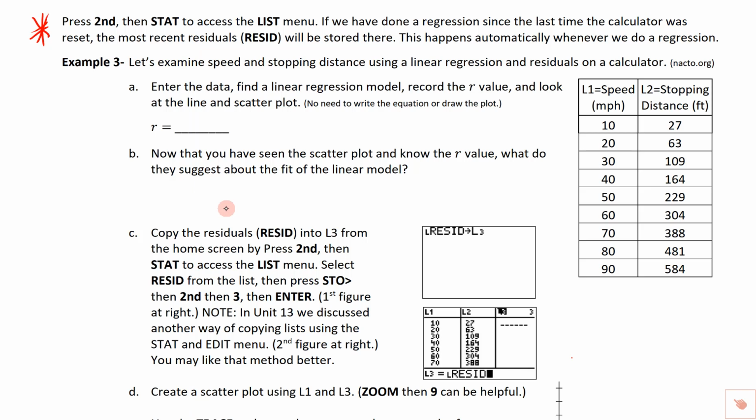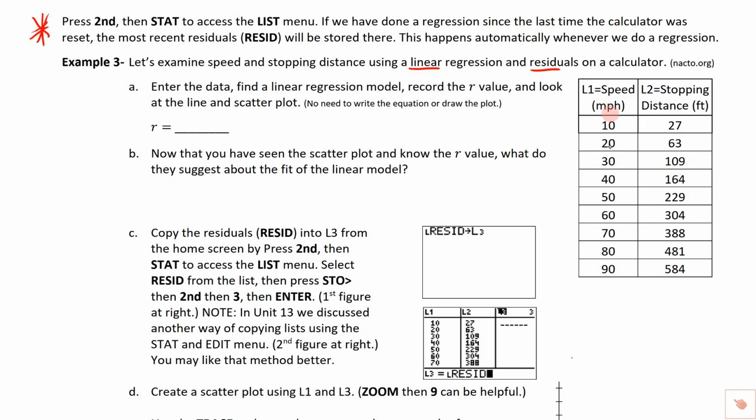So we're going to come back here and take a look at example number 3, and we're going to do this from scratch. It says, let's examine the speed and stopping distance using a linear regression and residuals on the calculator. So we're going to do both here. And this information comes from a place called nacto.org.